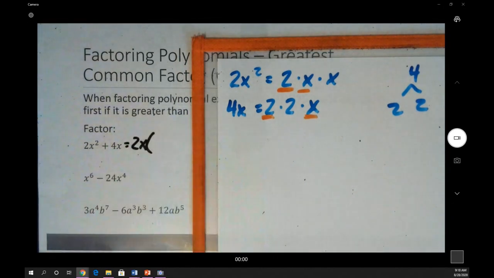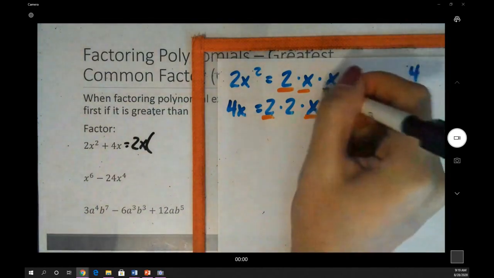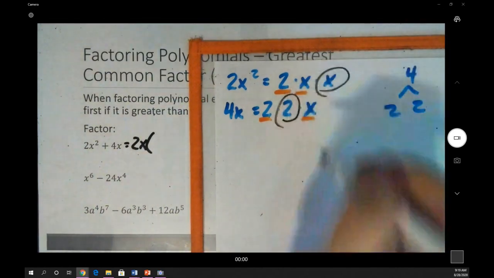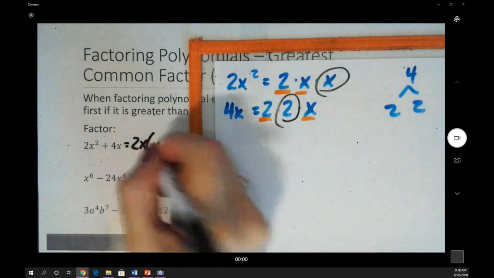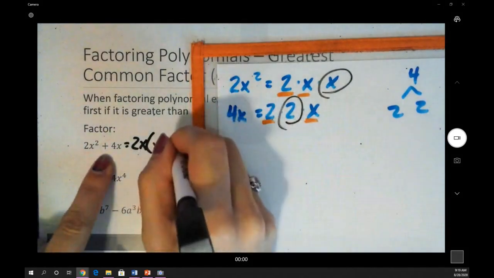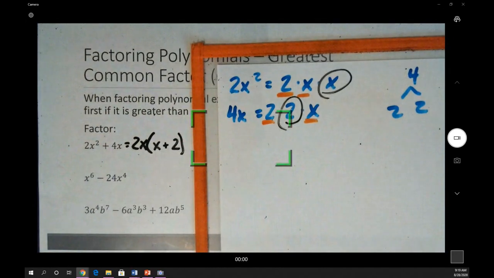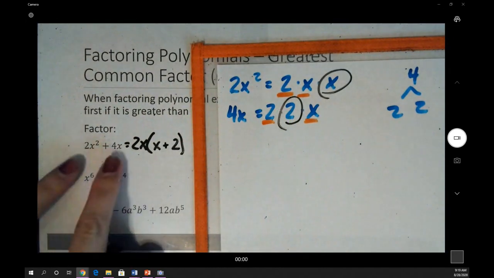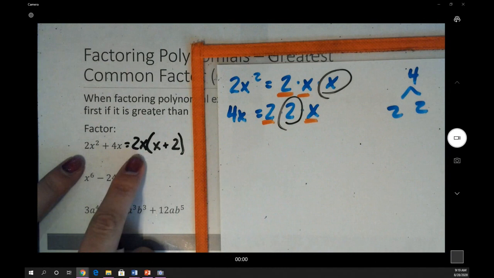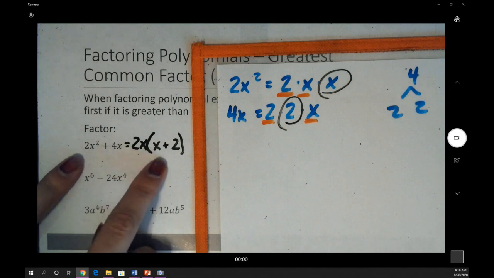And then what's left over from each term is going to be what stays inside parentheses. So we have an x and a 2. It'll be x, there was a plus sign, 2. So what we just did was we factored out a 2x because that was the greatest thing these two terms have in common. They both had 2 as a factor, they both had x as a factor, so I factored them out front. And that left me with x plus 2 in parentheses.